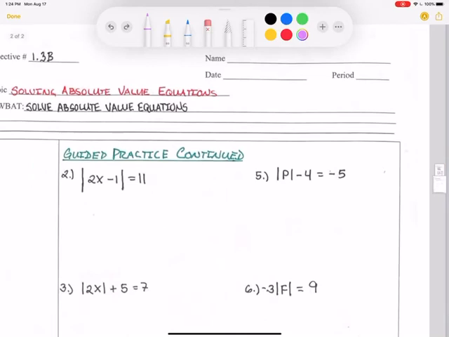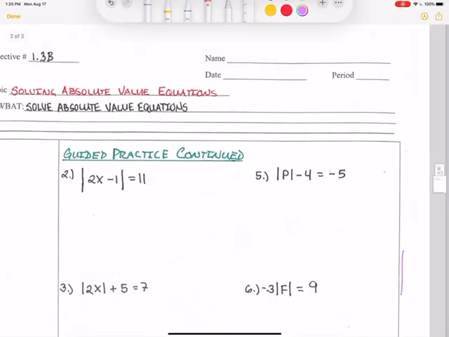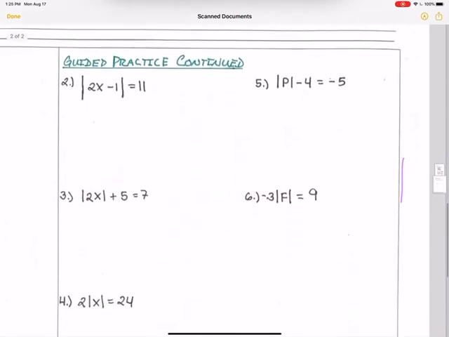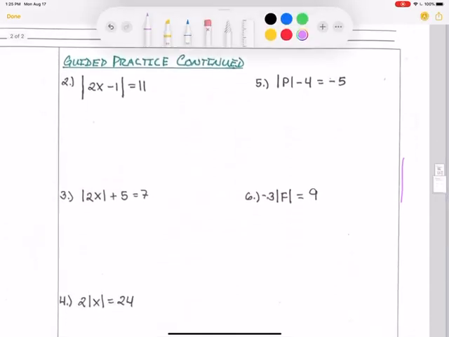From here, we're going to move on to our next set of examples. I have this absolute value of 2x minus 1 equals 11. So again, I'm going to take 2x minus 1, and I'm going to set it equal to positive 11. And then I have 2x minus 1, and it's going to equal negative 11.